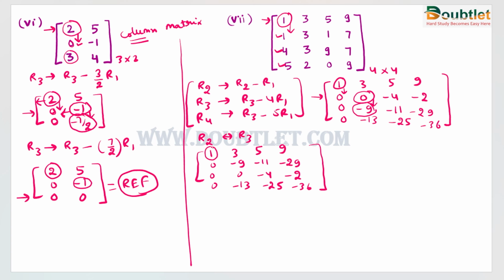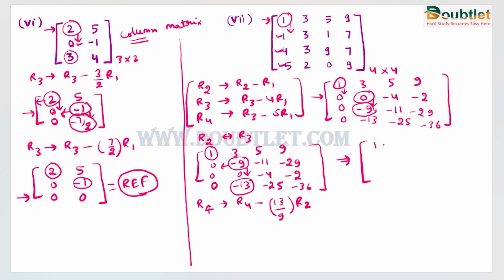So in the first row, this was the leading element. In the second row, now this will become the leading element. And we need to check below this and to the left of this, all the elements should be 0. So below this is 0. Now we need to convert this 13 to 0, while remembering that this should remain 0. So what will we do? We will apply the operation R4 minus 13 divided by 9 R2.